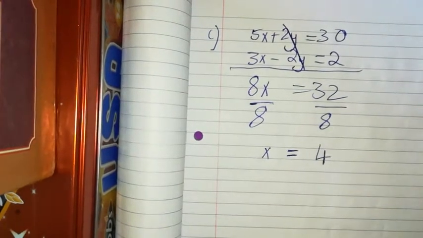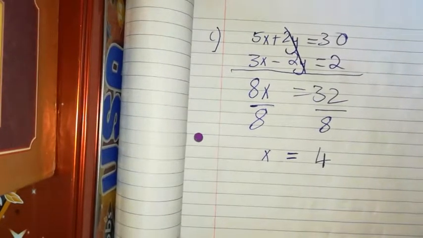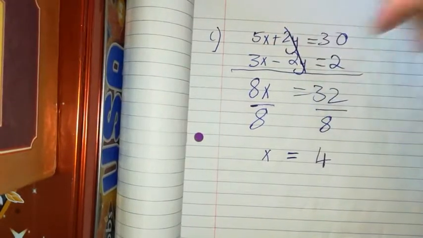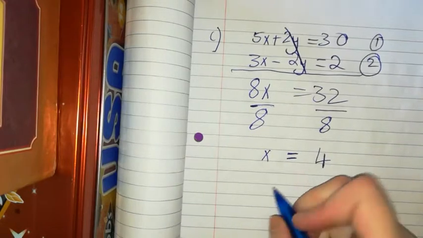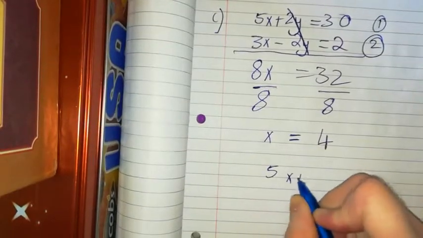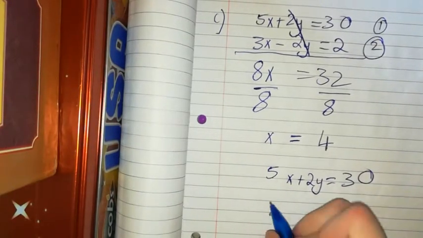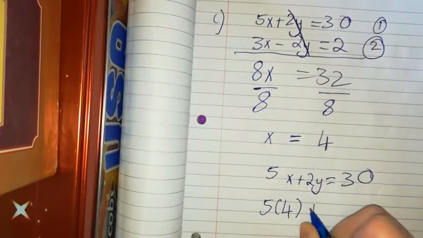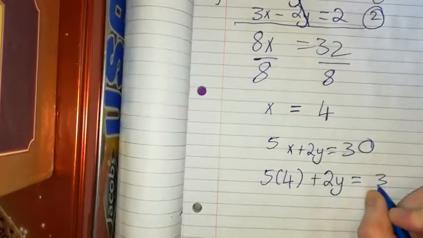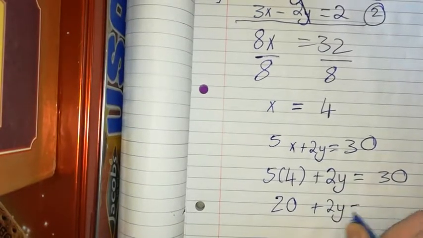We're not finished, because we now have to go back and figure out what y is. We can figure out what y is by subbing x back into either one of our equations. Let's call these equation 1 and equation 2. Say we sub x equals 4 back into equation 1. Equation 1 was 5x plus 2y is equal to 30. Let's sub in x equals 4. So 5x means 5 multiplied by x. So 5 multiplied by 4 plus 2y is equal to 30. So 5 by 4 is 20, plus 2y is equal to 30.